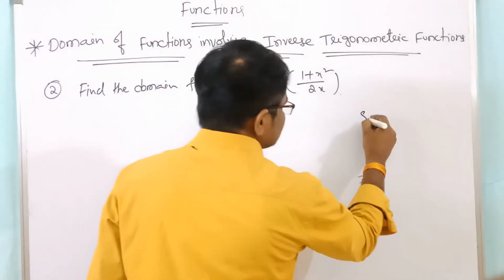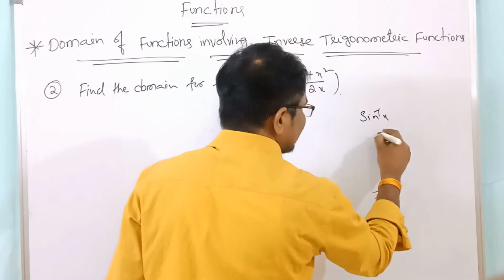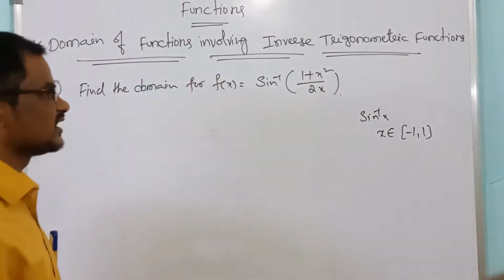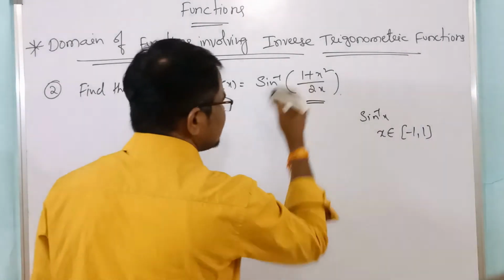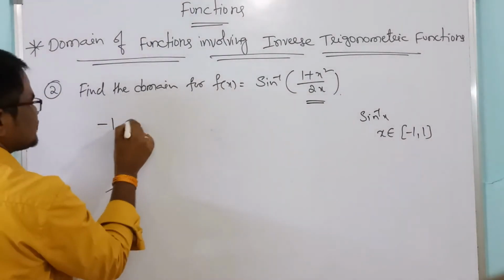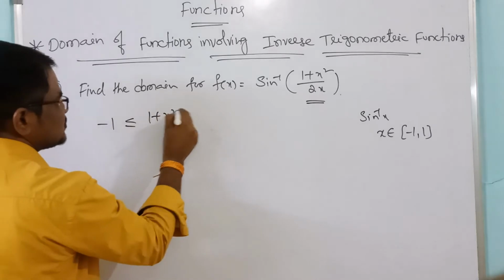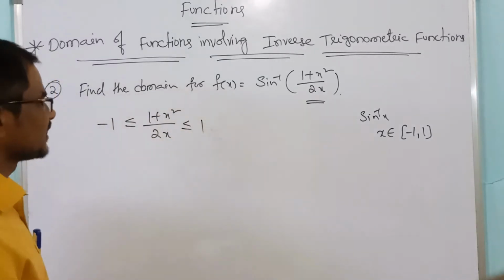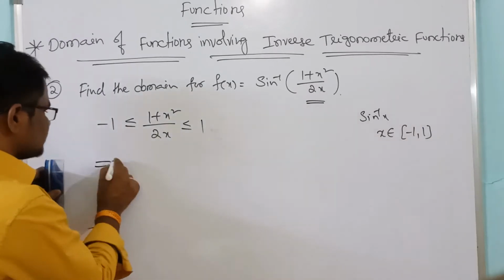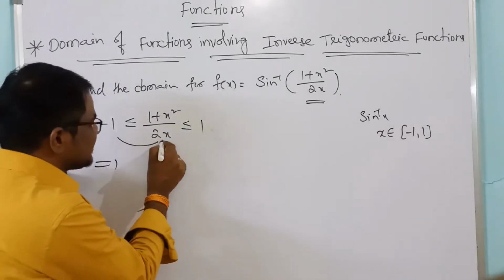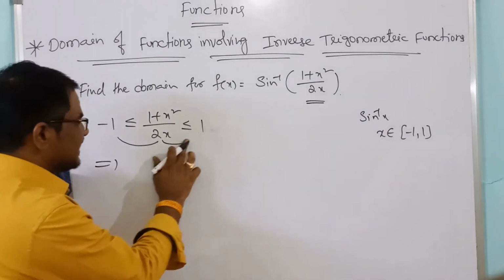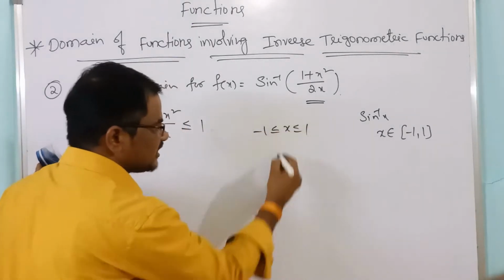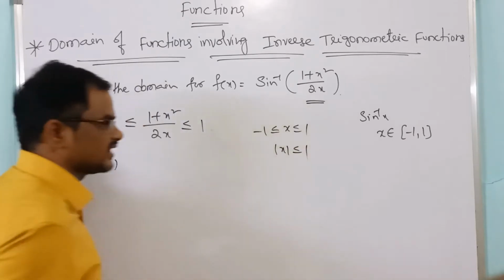Now the second problem. We know that for sine inverse x, x belongs to the closed interval -1 comma 1. So in place of x, we have this expression: -1 is less than or equal to 1 plus x square divided by 2x, which is less than or equal to 1. Now, instead of simplifying this directly, we know that -1 less than or equal to x less than or equal to 1 means mod x is less than or equal to 1, you can write.